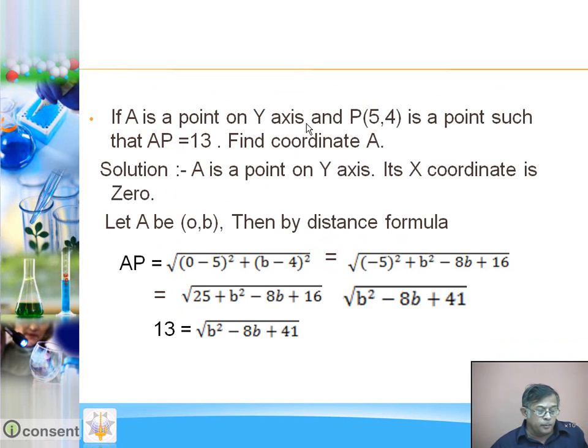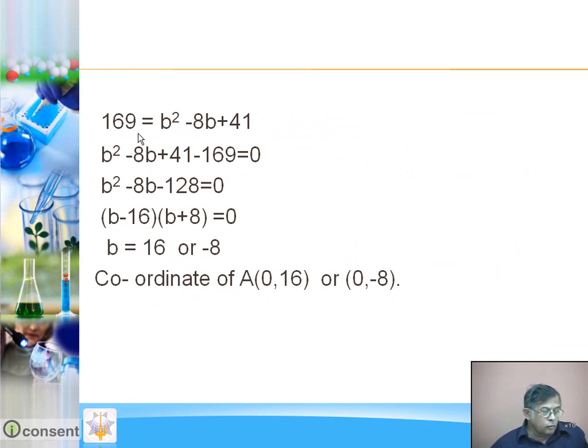Next, if A is a point on the y-axis and P(5, 4) is a point such that AP is equal to 13, find the coordinates of A. A is a point on the y-axis. Now we know that the x coordinate of a point on the y-axis is 0. So we'll consider the coordinates of A as (0, b) and apply the distance formula. Distance is given as 13. So 169 is equal to b square minus 8b plus 41.